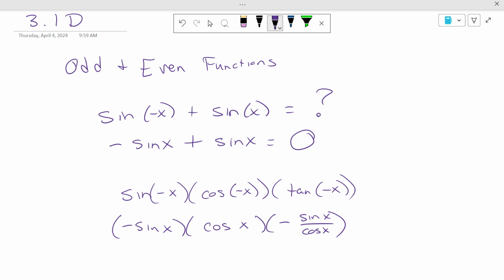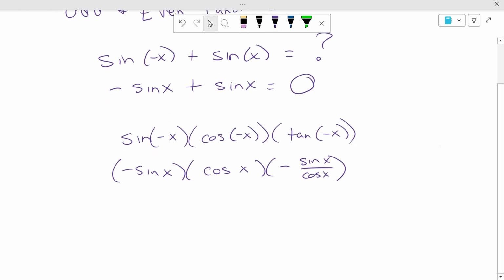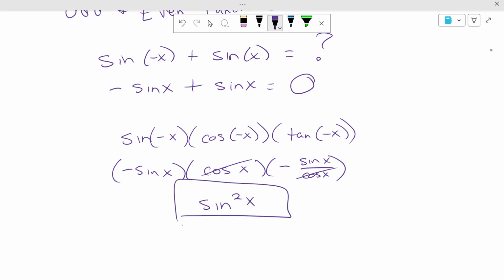Because negative tangent would be negative sine over cosine. Now, can anything cancel here? Nope. The cosines cancel. And so I have a negative sine of x times a negative sine of x. Negative times a negative is a positive sine squared of x. So when we multiply the three together, that's what we get.